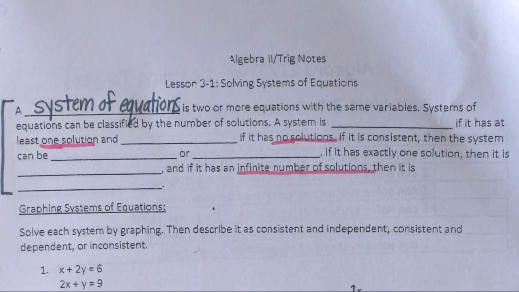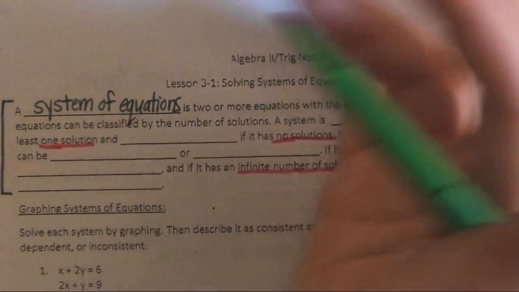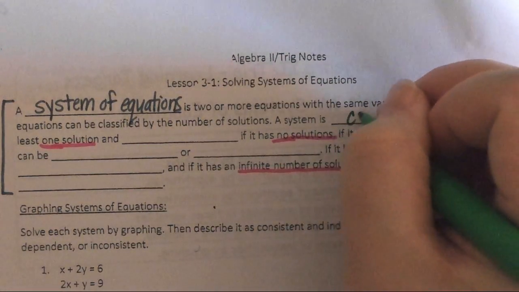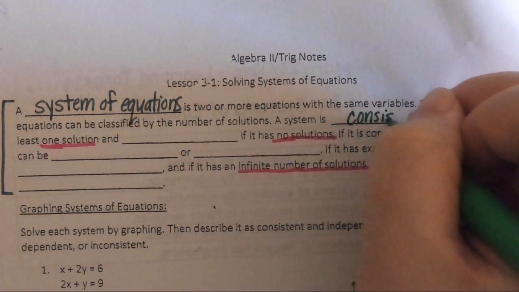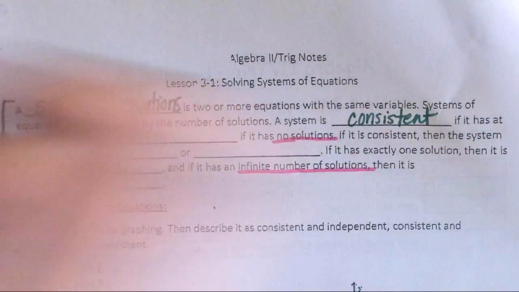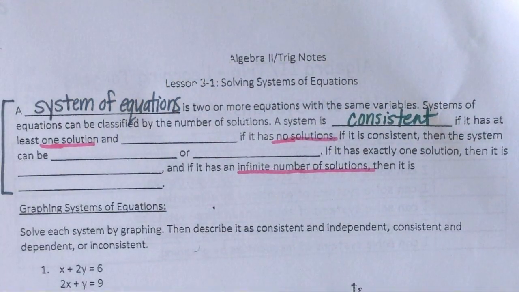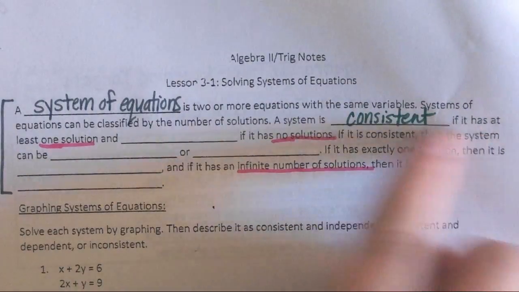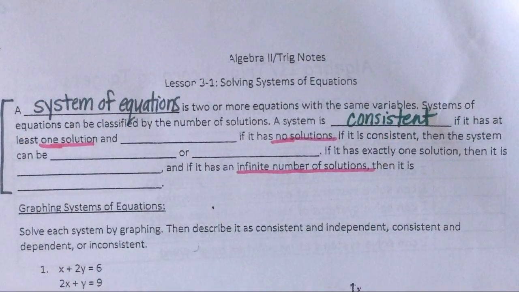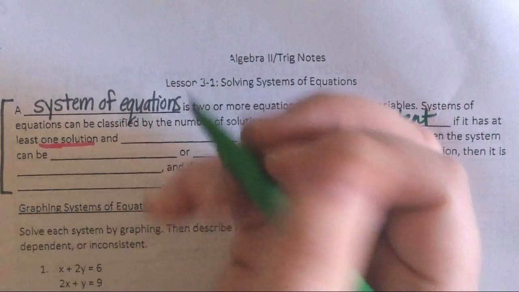So if you have a system and it has at least one solution, it's called consistent. And any guesses on what it's called if it has no solution? If one is consistent, what would the opposite of that be? It's inconsistent. Perfect.